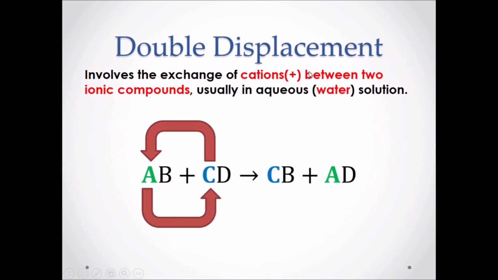Double displacement reactions. These reactions involve the exchange of cations between two ionic compounds, and this reaction usually occurs in water. If we look at our example chemical equation, we are going to exchange the cations between AB and CD. Therefore, A is going to take the place of C, and C will take the place of A. As a result, we will be left with the products CB and AD.